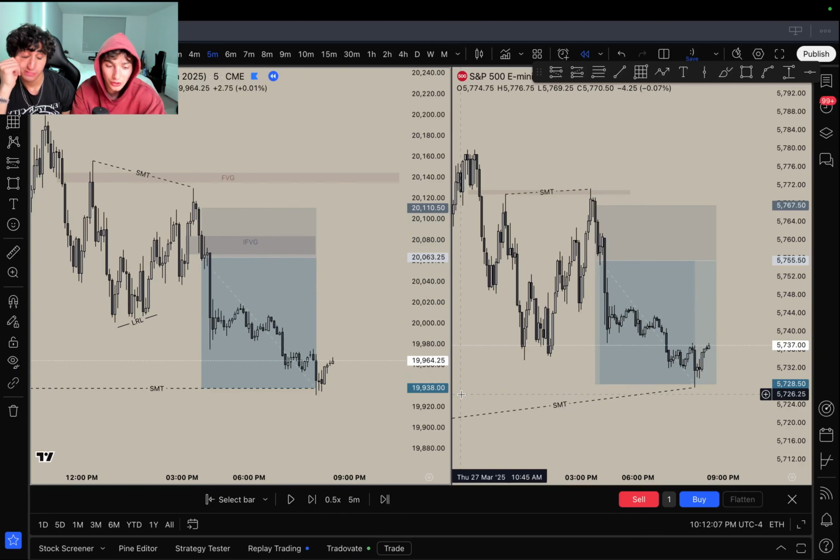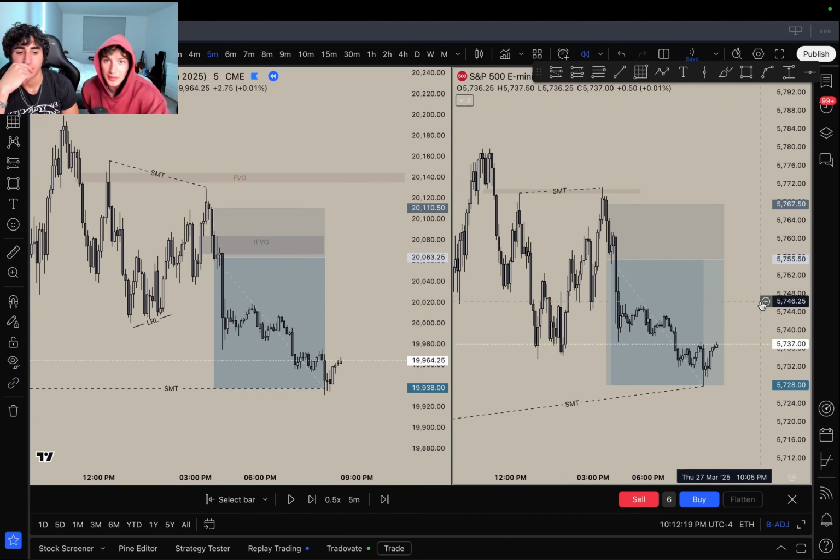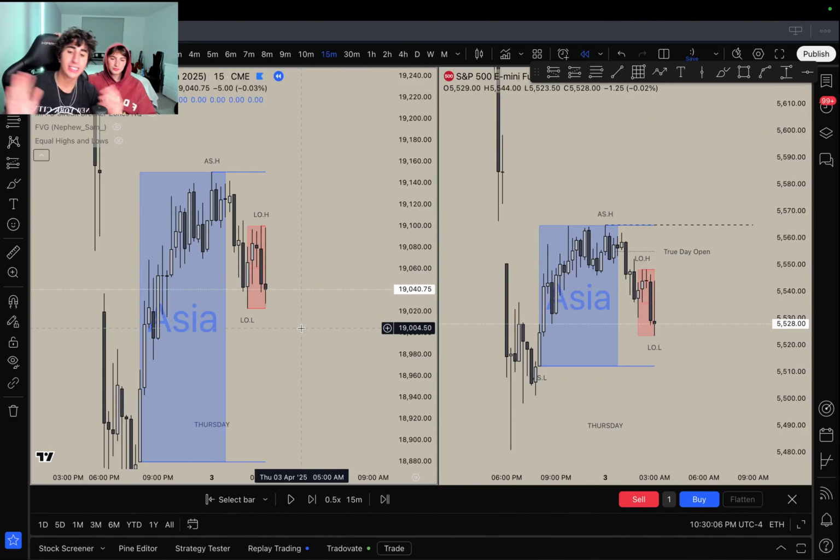And this goes to show that obviously the pair that fails to take the high or low is going to have better delivery in comparison to the one that actually takes it. Two main takeaways there: SMTs inside significant PD arrays, and always be careful of SMTs at your take profit levels. All right, guys, I'm going to show you an example of what some overnight session SMTs look like.